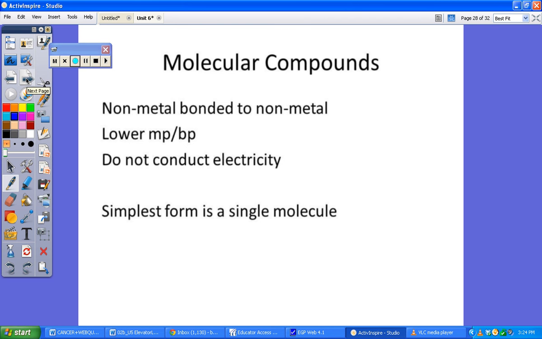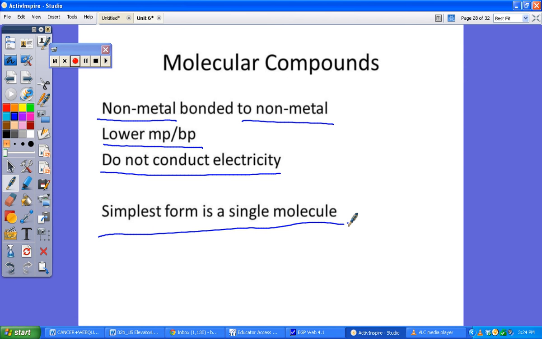Last thing here, talking about molecular compounds. Molecular compounds are nonmetals bonded to another nonmetal. These generally have a lower melting and boiling point. They do not conduct electricity, as we've said, and in the simplest form, they're a single molecule. So again, if we break the periodic table down into its constituent parts here, I'm going to try to draw this as best I can.